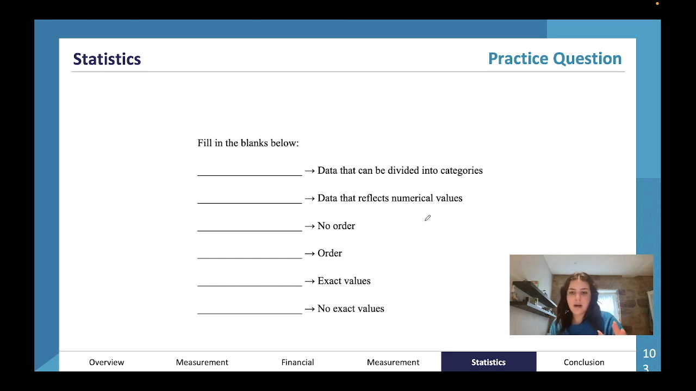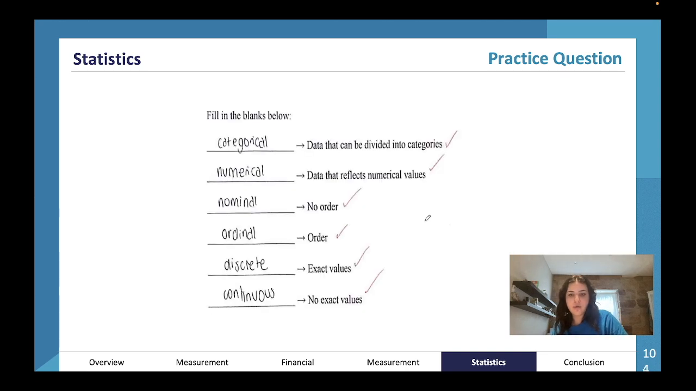I know that it's kind of complicated, but stick with it. If there are exact values, it's numerical discrete. If it's no exact values, it's numerical continuous. Sorry, nominal is no order, ordinal is order. I went the wrong way around there.